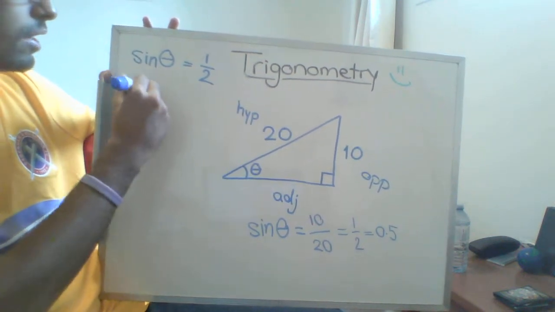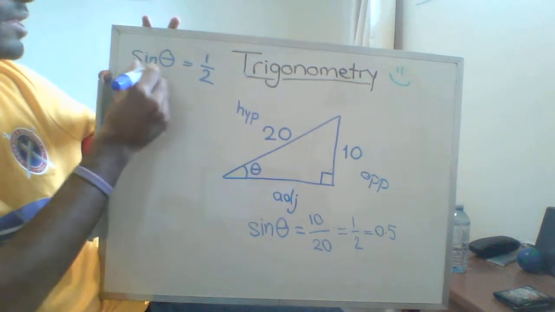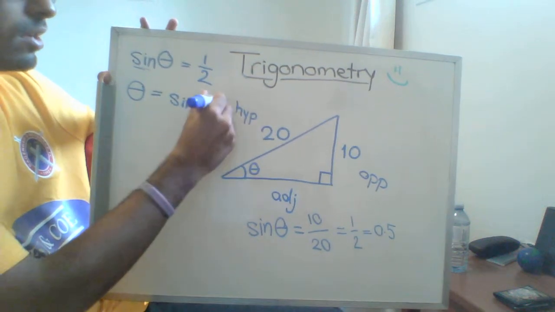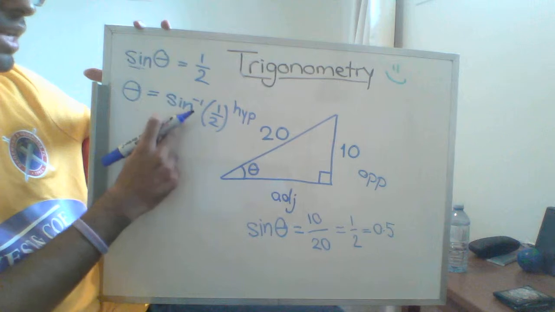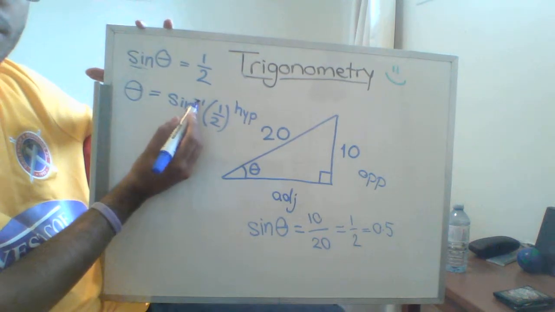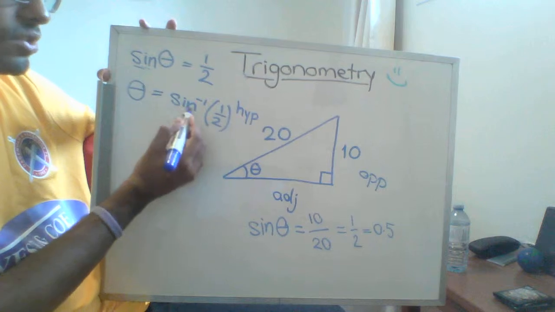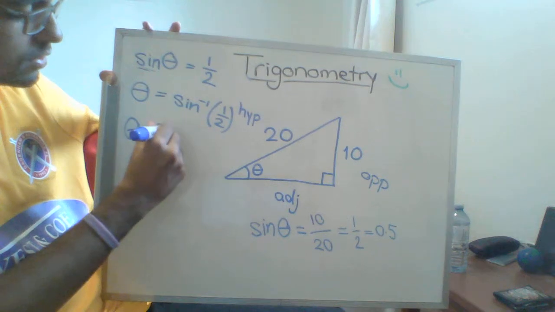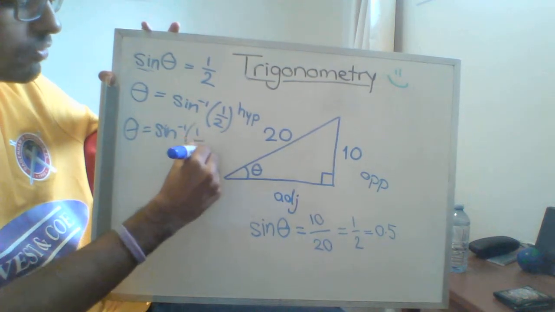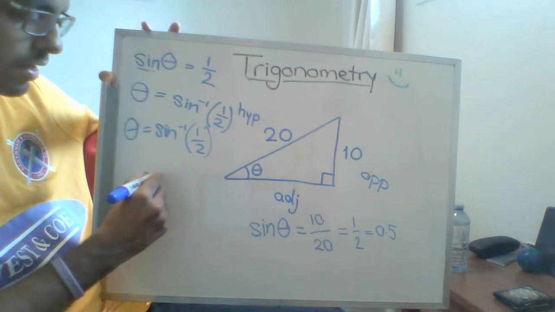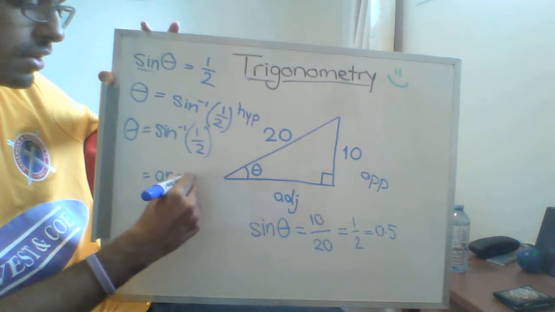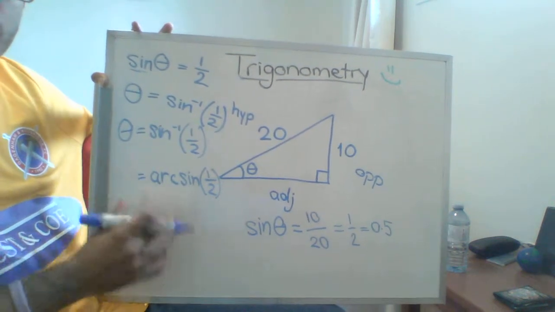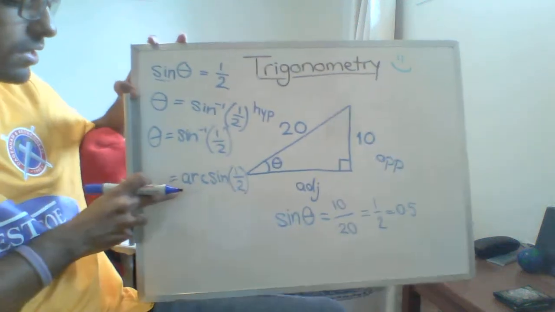We want just theta. So to undo whatever we did with this sine function, we write sine inverse of 1/2. So it's like sin with a little exponent of -1. It's not actually an exponent. This is just the notation. So you would write theta equals sine inverse of 1/2. Depending on your calculator, it might say arc sine of 1/2. That's the same thing. Sine inverse and arc sine are the same thing, and you can use both of these.